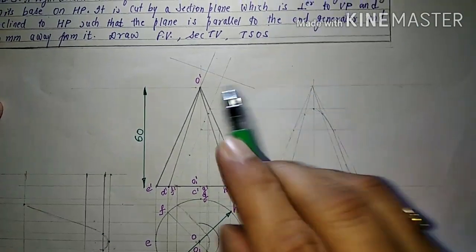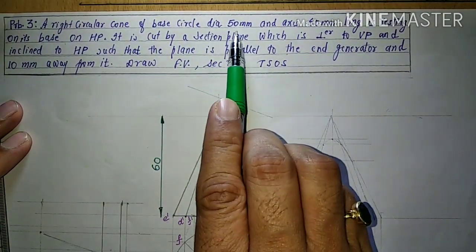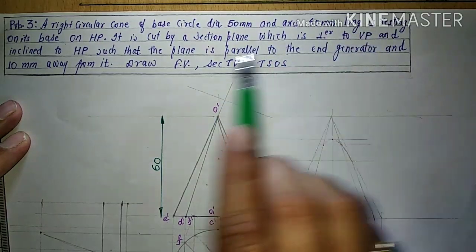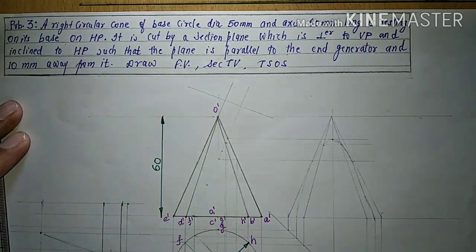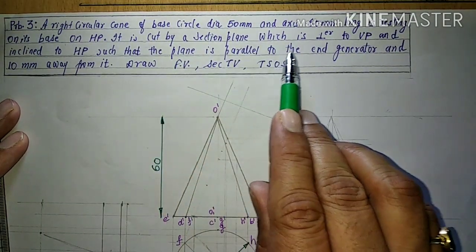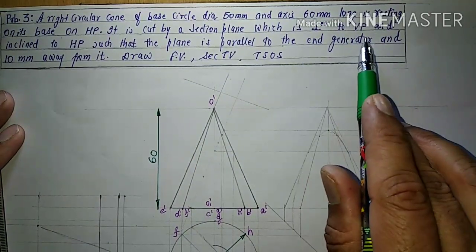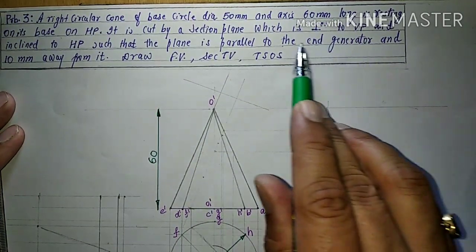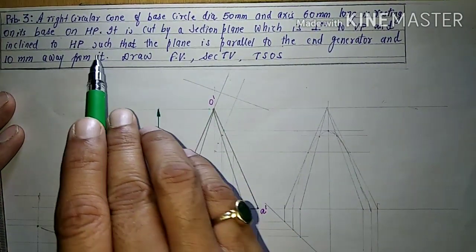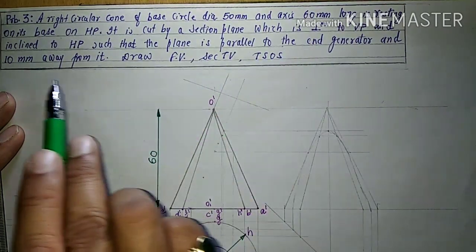Now the first position as defined, a right circular cone, base circle diameter 50 mm and axis 60 mm long is resting on its base on HP. This position already we had done. It is cut by a section plane which is perpendicular to VP and inclined to HP. This is the AIP. It is always inclined to HP, such that the plane is parallel to end generator and 10 mm away from it.